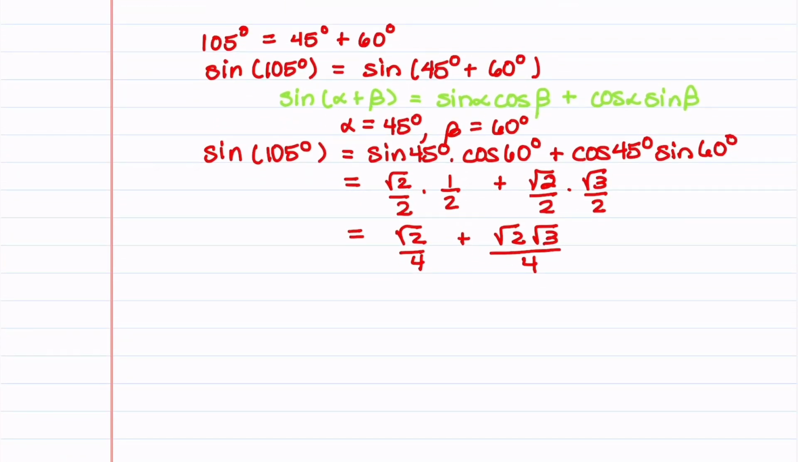We see that there's a root 2 over 4 common to both terms, so we'll pull it out. So we have a root 2 over 4, and that leaves us with a 1 plus root 3, which is our final answer.